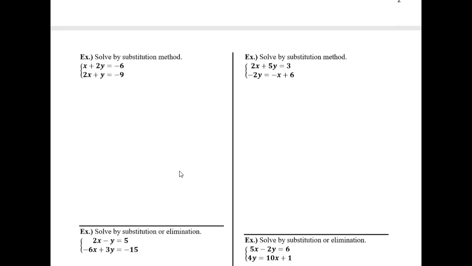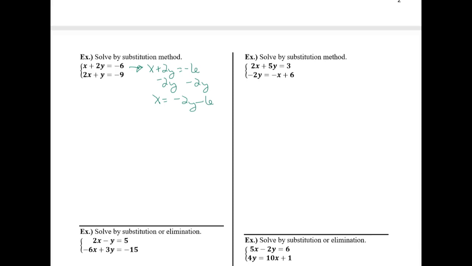Let's look at the next one on the left. Same thing here. I have to pick a variable that would be easiest to get alone. Looking at these two equations, x would be easy to get alone, but also y would be easy to get alone. I could go either way. I'm just going to go ahead and stick with the first equation. And I want to get this x alone since it's already basically alone with no front coefficient. I will subtract 2y, and x will equal negative 2y minus 6, or you could write negative 6 minus 2y.